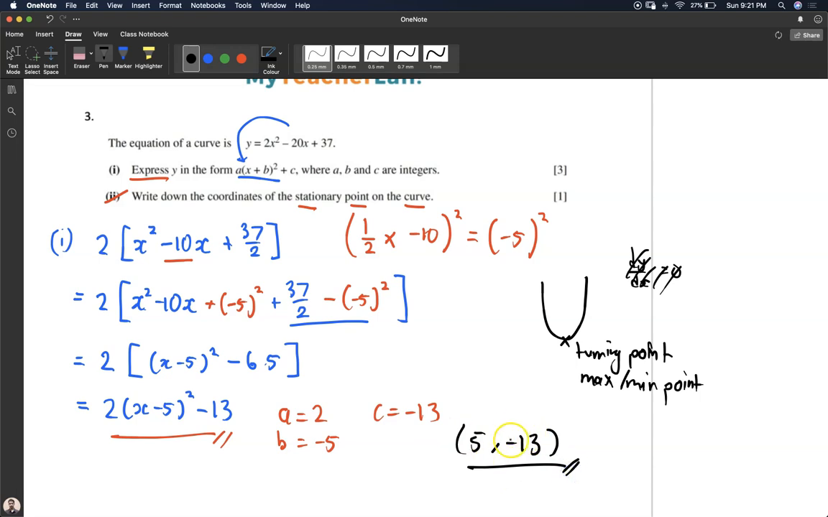How did we obtain this? We obtained it from here. Remove the negative, put a 5 here, and take the -13, put it here. Finish. That's your coordinate. So this -13 is basically your minimum value, whereas this 5 here is your x value at which the minimum point occurs. So that's how you get the values. Alright, so that's basically it.